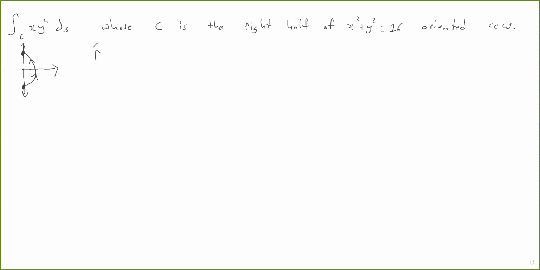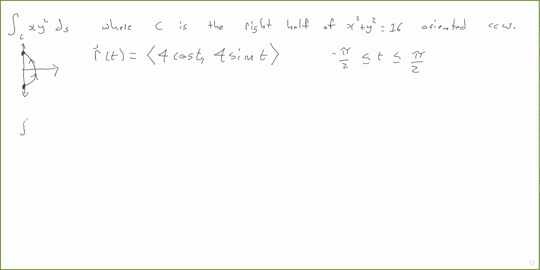Remember that the parameterization for this right half of the circle, so it is a circle of radius 4, is 4 cosine t, 4 sine t. This is the standard parameterization for a circle of radius 4 centered at the origin. And we want to go from this point to this point. The angle of this point is minus pi over 2, and the angle of this point is pi over 2. So we want t to go from minus pi over 2 to pi over 2.